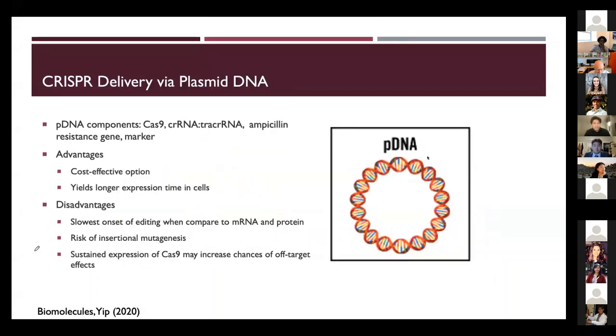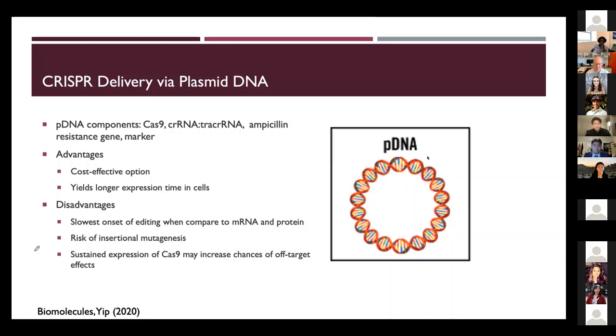So just to dive in a little deeper with plasmid DNA, the components are Cas9, the crRNA-tracrRNA duplex, ampicillin resistance gene, and markers, which are either a fluorescent label or an mRNA that is expressed on cell membrane proteins. Some advantages to plasmid DNA delivery is that it's a cost-effective option because the only setup required is plasmid preparation, and it also yields the longest expression time in the cells.